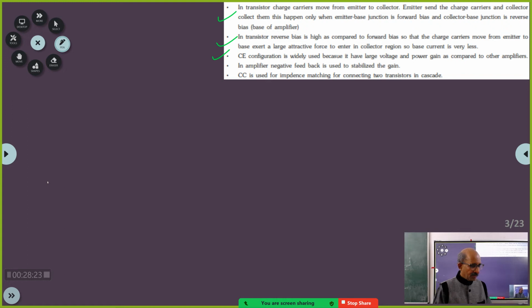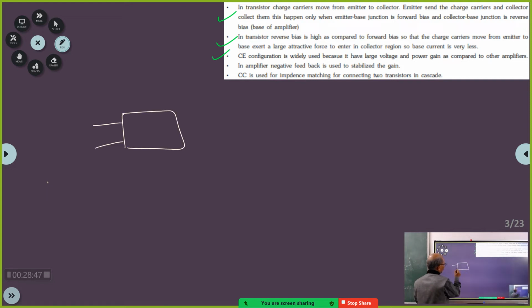What do you mean by stabilize? Stabilize. Okay. Now understand this, because this particular thing is there in your syllabus in detail. So now here, it can be like this. This is the input and this is the output.